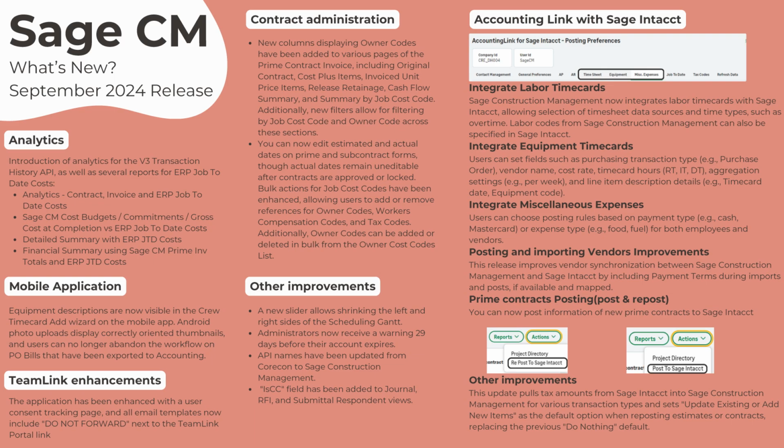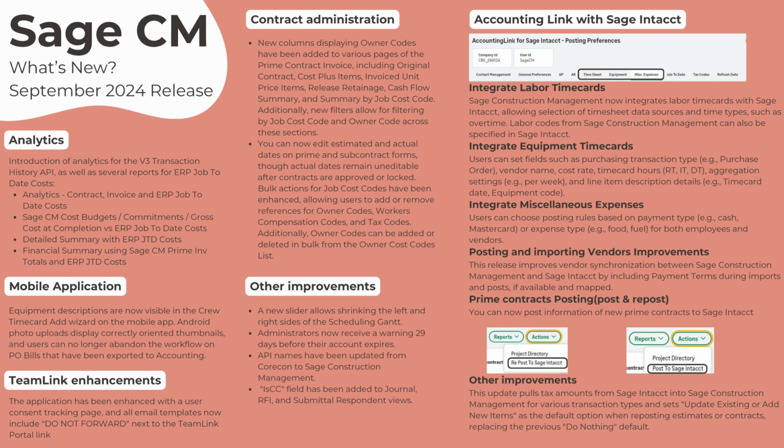Here I've created a cheat sheet, a summary of those release notes. To start, we'll begin with analytics. The introduction of analytics for the V3 transaction history API, as well as multiple reports for ERP job-to-date costs, have been added. The mobile application is now able to show equipment descriptions in the Crew Timecard add wizard. Android photo uploads display correctly in oriented thumbnails, and users can no longer abandon the workflow on PO bills that have been exported to accounting.